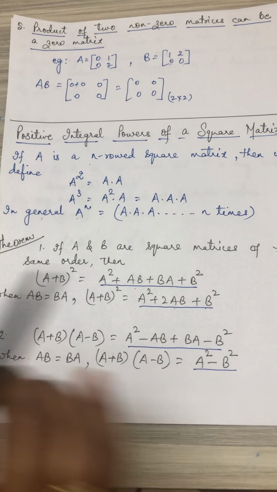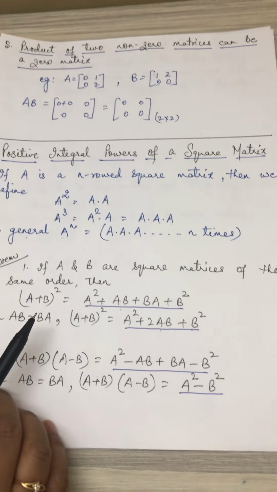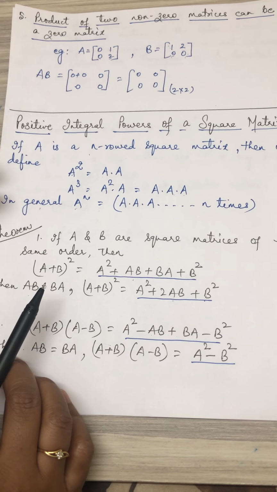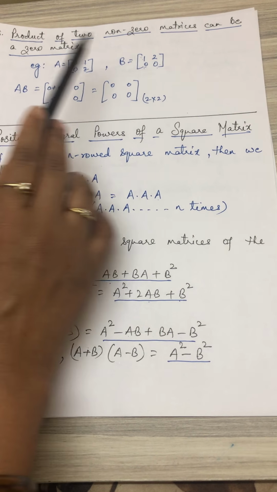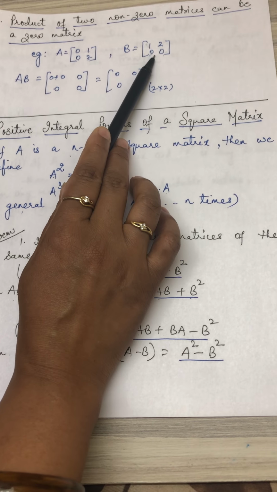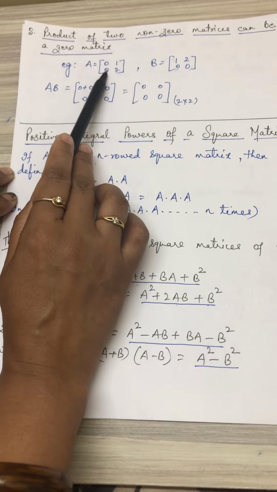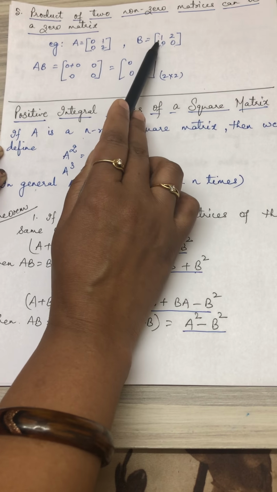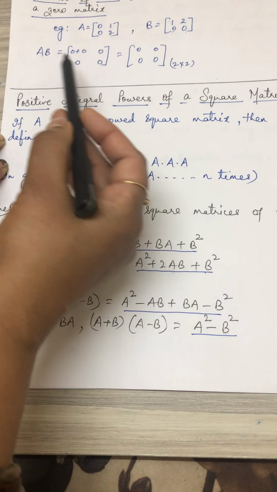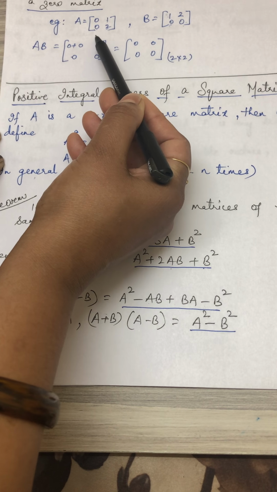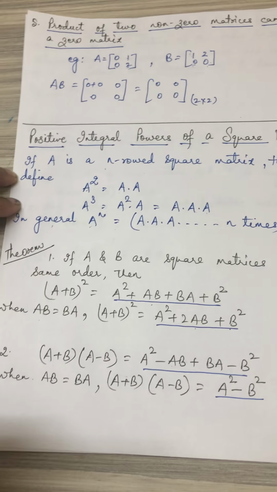The next property: the product of two non-zero matrices can be a zero matrix. This is explained with the help of an example. Matrix A and matrix B both are taken to be 2 by 2 matrices. The elements of matrix A are 0, 1, 0, 2 and the elements of matrix B are 1, 2, 0, 0. Since they both are 2 by 2 matrices, the number of columns of A is equal to the number of rows of B. So definitely AB will exist.